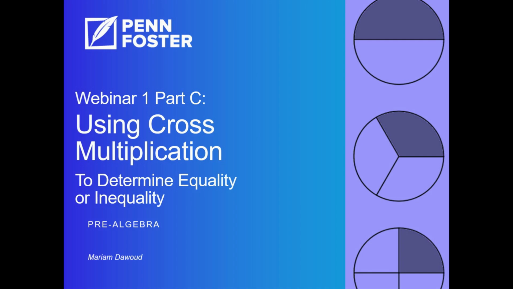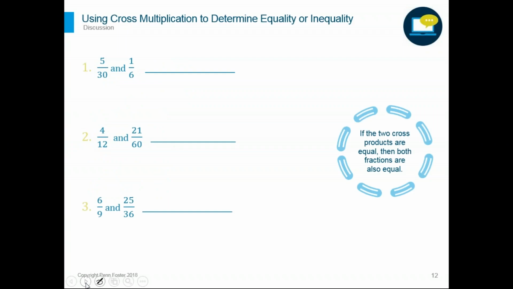Let's go to the next topic. If you're given two fractions and you were asked, are they equal or not equal? How would you know? There is a test that you're able to do to determine the equality or inequality of two given fractions, and we call the method cross multiplication.